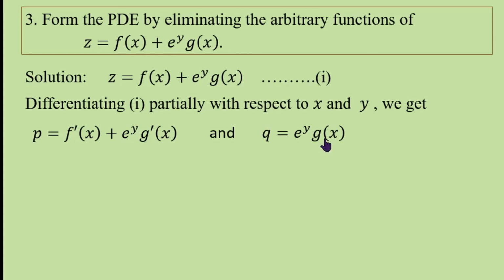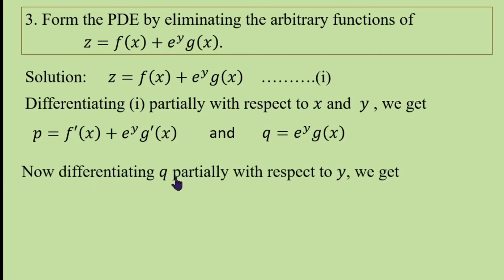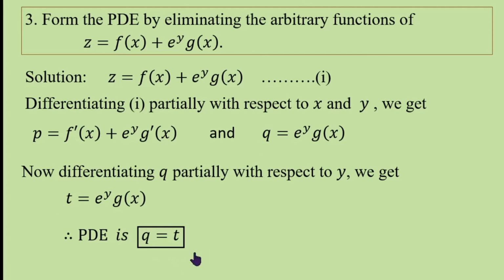Now by observation, if I differentiate q once again with respect to y, we will get e power y into g of x, which is constant, therefore t becomes e power y g of x. Now differentiate q partially with respect to y, so you get t is also e power y g of x. Now equate these two, q equal to t, that is the required PD. That means dou z by dou y equal to dou square z by dou y square. So that is the required PD of this equation.